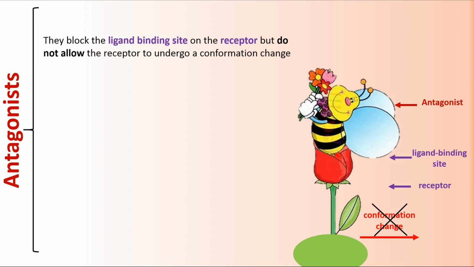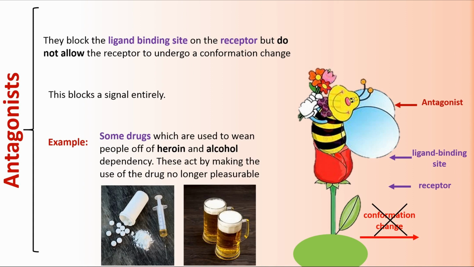Antagonists. They block the ligand binding site on a receptor, but do not allow the receptor to undergo a conformation change. This blocks a signal entirely. Example of antagonists. Some drugs which are used to wean people off of heroin and alcohol dependency. These act by making the use of the drug no longer pleasurable.